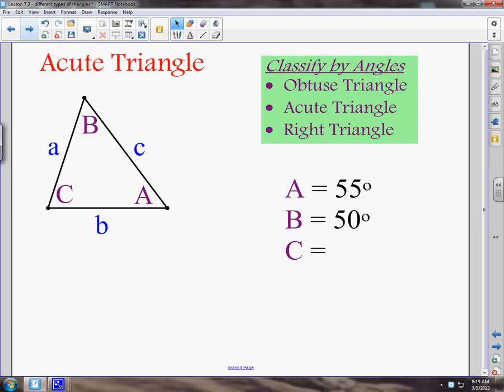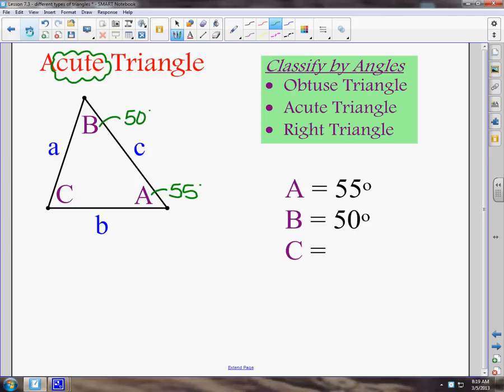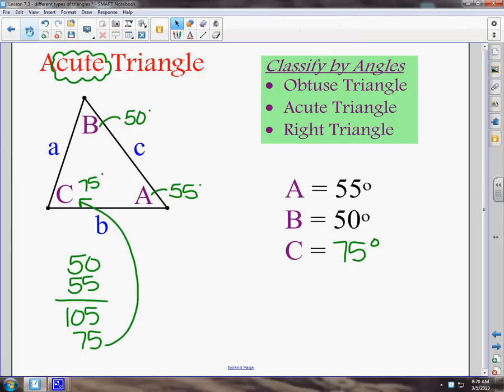An acute triangle, if you remember, is really cute and little. If A is 55 and B is 50, I add those up, 50 plus 55 is 105. I know that C has to be 75 degrees because all of them have to equal 180. Now look, they're all less than 90 degrees, so they're all little and cute.